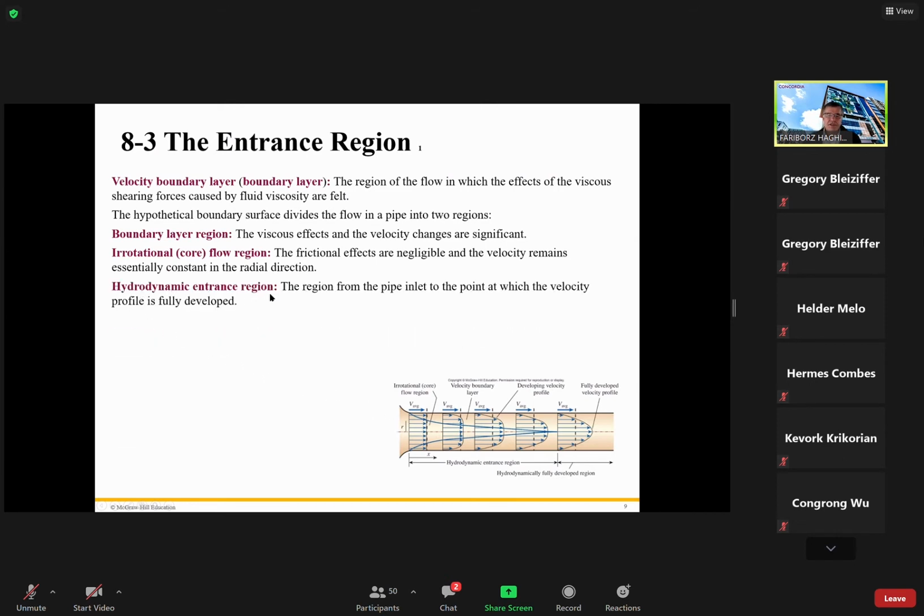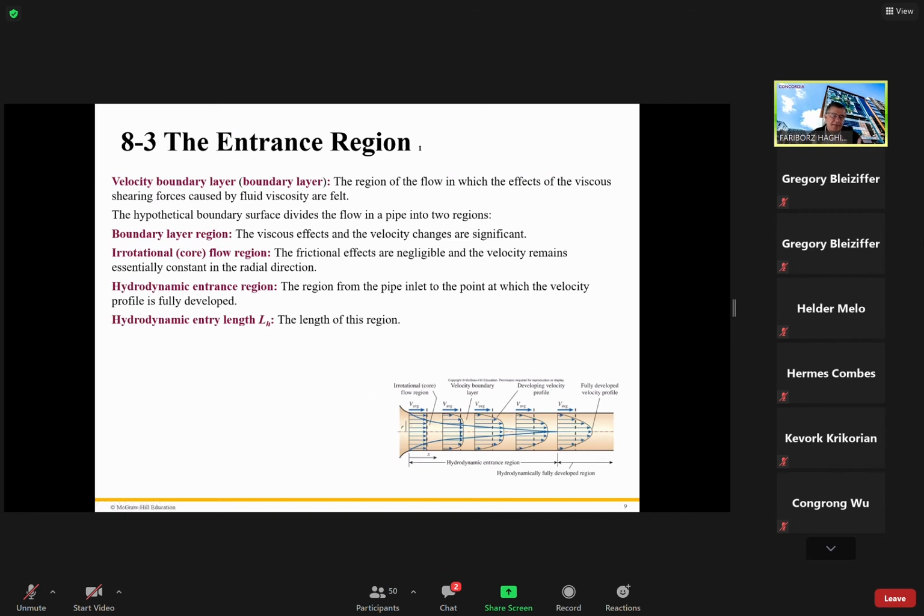Hydrodynamic entrance region: the region from the pipe inlet, x equals 0, to the point at which the velocity is fully developed. From x0 to this point is called the hydrodynamic entrance region. This L is the length of that section. You can calculate how long it takes the velocity to become fully developed.